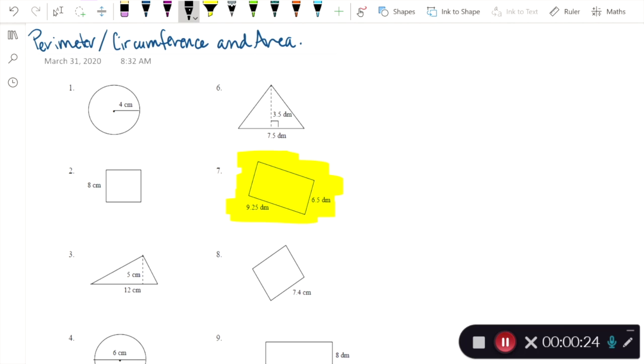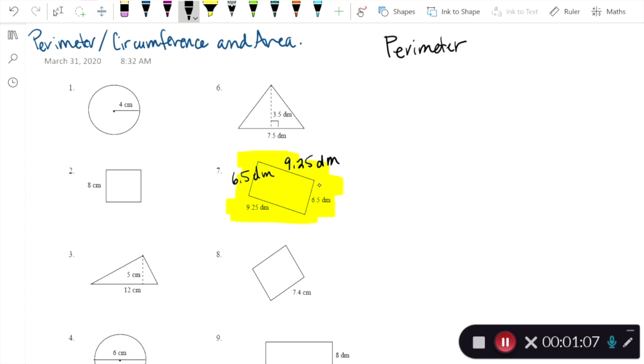So, what is the perimeter of this rectangle? Well, the perimeter is like the distance around. All the way around. That's the perimeter. If we know how far that is, we know the perimeter of that shape. So if we want to add this up, we know that if this is 6.5 decimeters, that's going to be 6.5 decimeters. And we know that if this is 9.25 decimeters, this is going to be 9.25 decimeters.